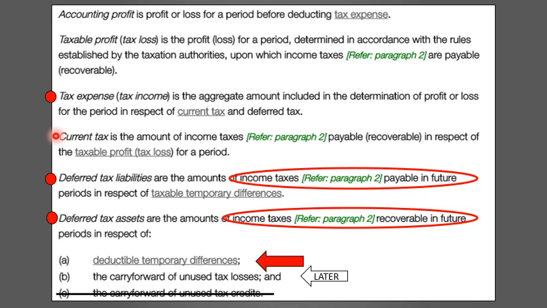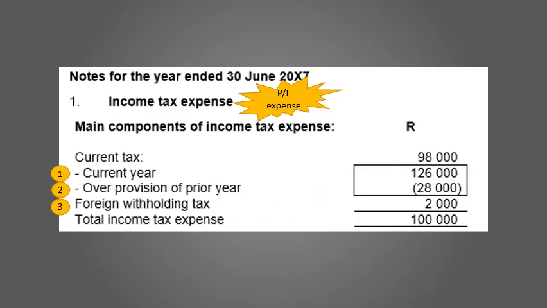Next is the definition of a tax expense. It tells us that it's the aggregate amount included in the determination of profit or loss for the period in respect of current and deferred tax. Okay, so this we already know from what we have seen of our income tax expense note. What we did in lecture 1 is we looked at our current tax for the current year, as well as any over or under provisions that might affect this income tax expense line item. And then in lecture 1, we also looked at foreign tax.